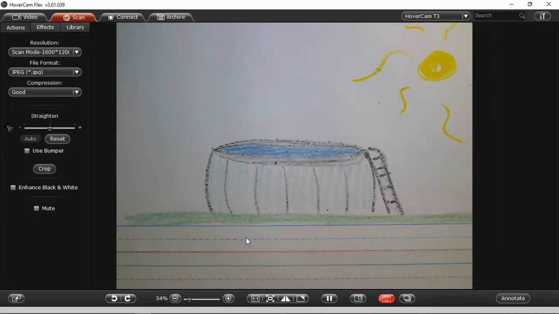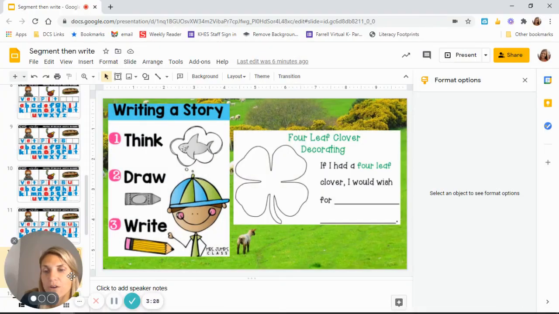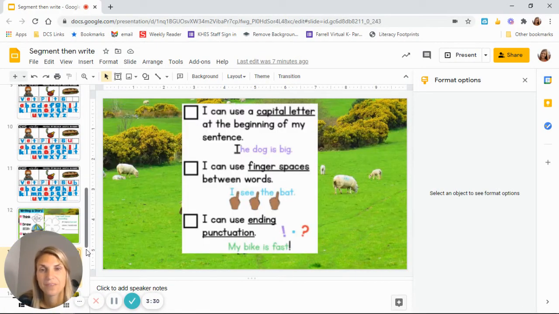The next thing we're going to do is let's talk about what we need when we're writing. When we're writing, we need to use a capital letter. That means the first letter we write needs to be in uppercase. We need to remember our 2 finger spaces, and then we need to have punctuation at the end. It can either be a period or an exclamation point. We wouldn't use the question mark today because we're not asking a question. We're telling something. So let's keep those in mind and let's get writing.